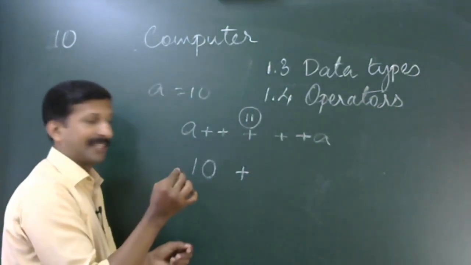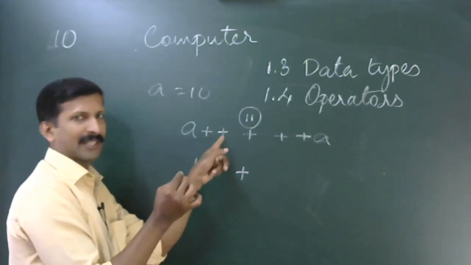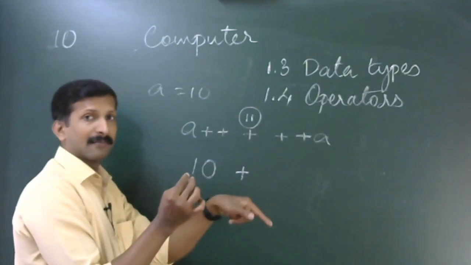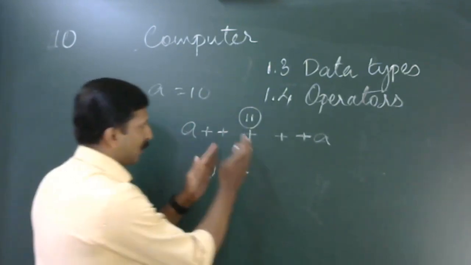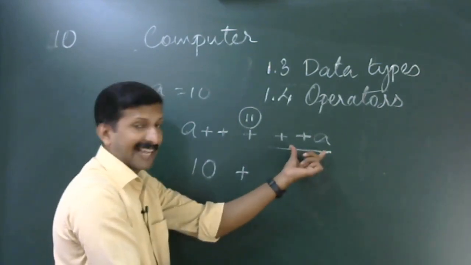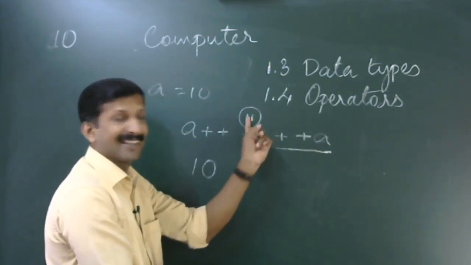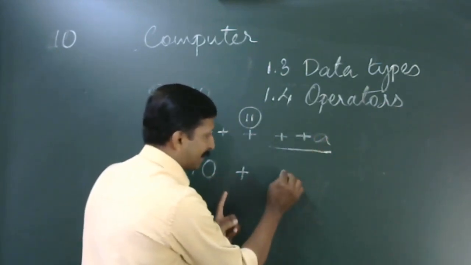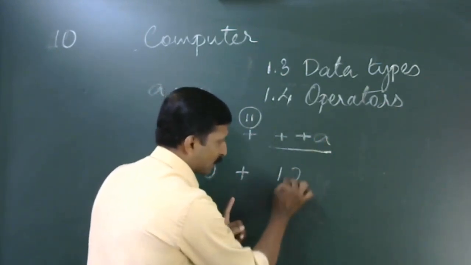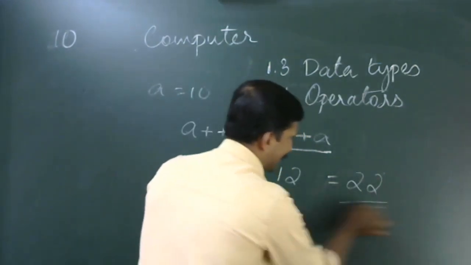That is the advantage of a postfix method. Kindly note it, otherwise the answer will be different. Okay, and what is happening for the ++a? It will change and use. So which value do we need to change? 11 should be changed. 11 plus 1, that means it will be 12. So what will be the answer now? It will be 22. 22 will be the answer.